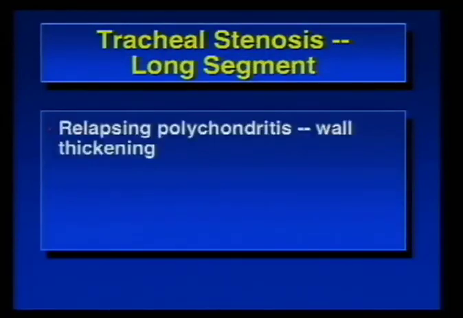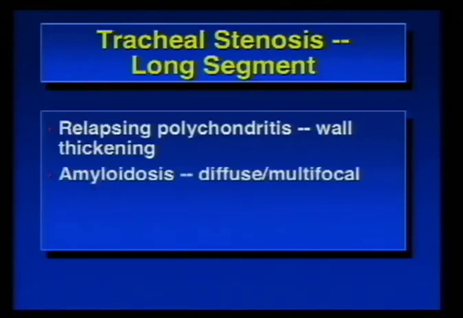So longer segment stenosis, relapsing polychondritis. This is actually a systemic disease which affects cartilage throughout the body. And patients can get ear pain, for example. That's the classic history. Ear pain because their cartilage in the ear is affected. So in this particular case, the wall is thickened. Now again, only the cartilaginous part of the wall.